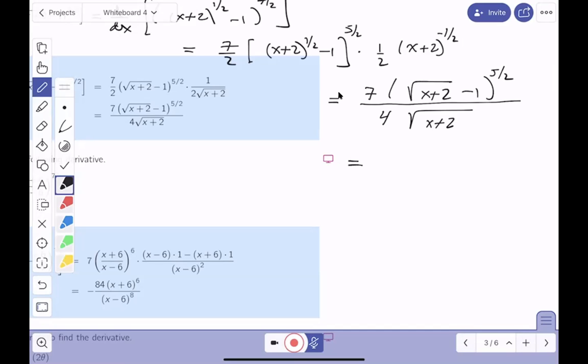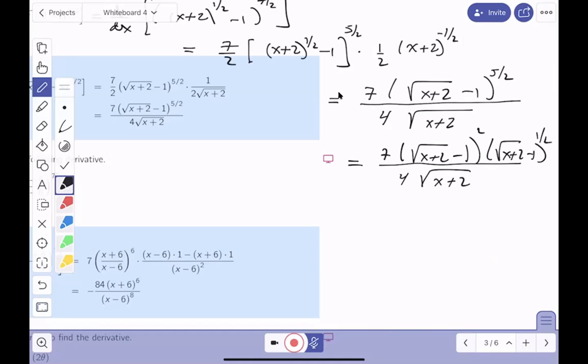Now, granted, in the tradition of the last problem, I hope you remember that you could rewrite this a little bit differently. Whoops, I made a mistake there. And you could write this as 7 over x plus 2, and 5 halves is 2.5. So it's going to be x plus 2 minus 1 squared, and then x plus 2 minus 1 to the half power. Now, granted, I don't think that adds much to the problem, but you could rewrite that down.